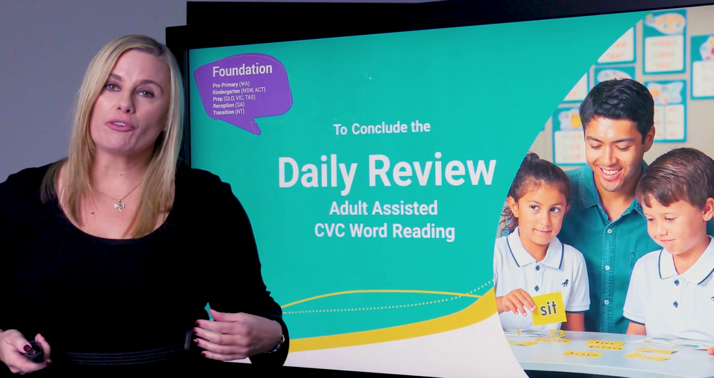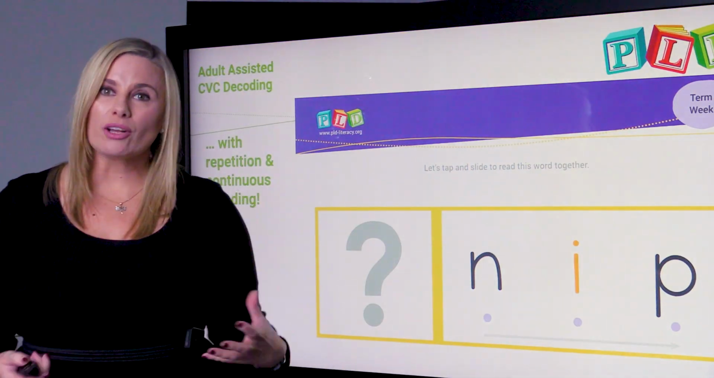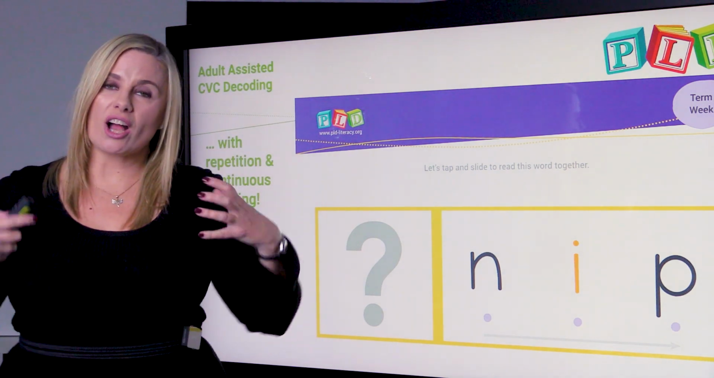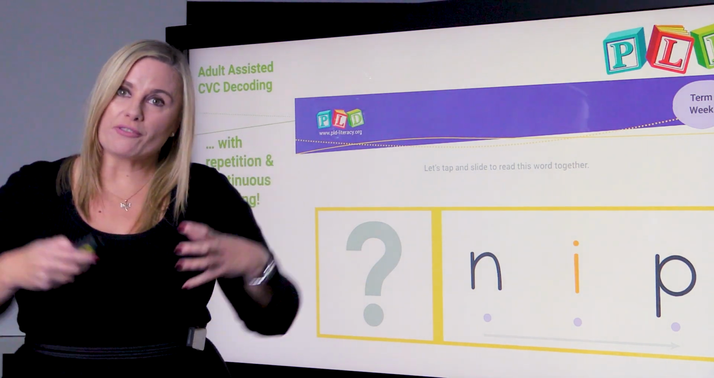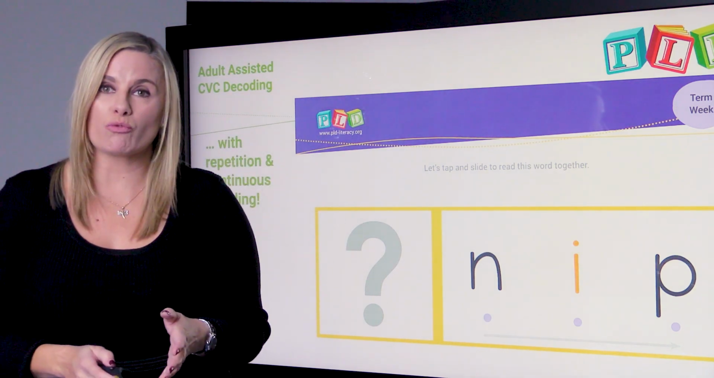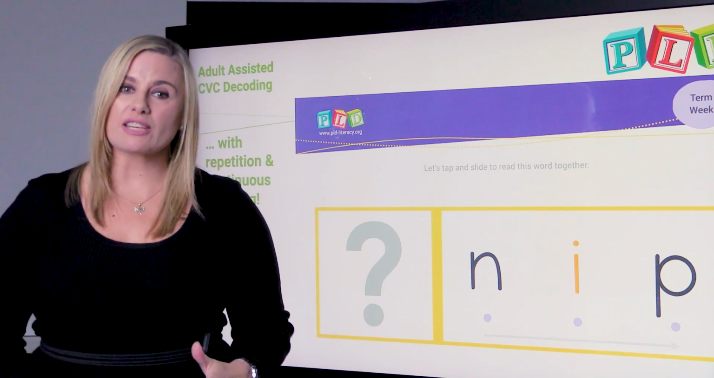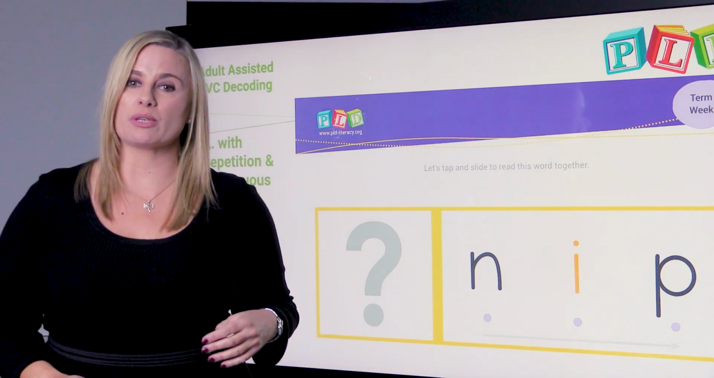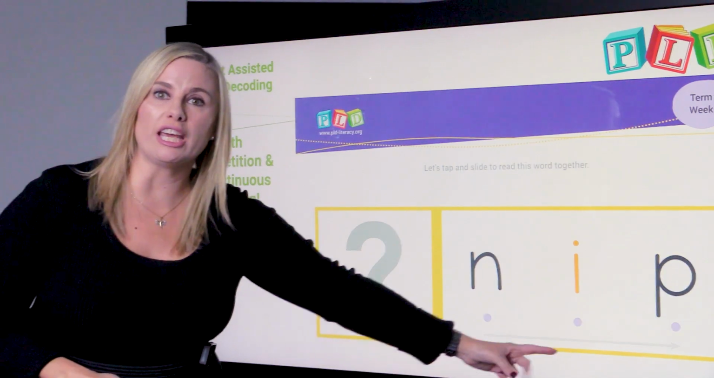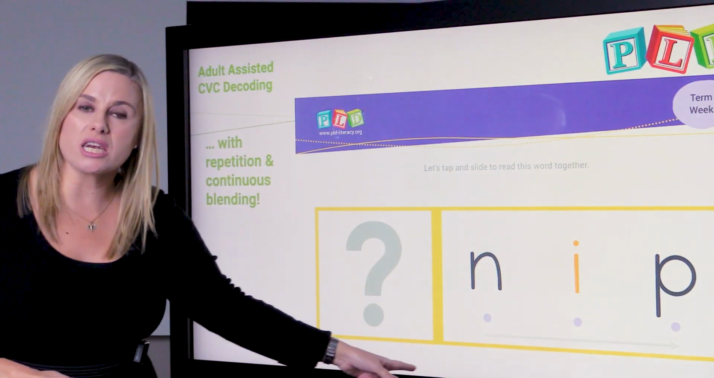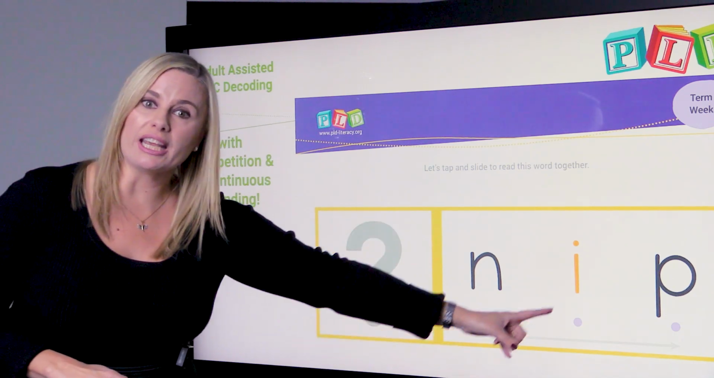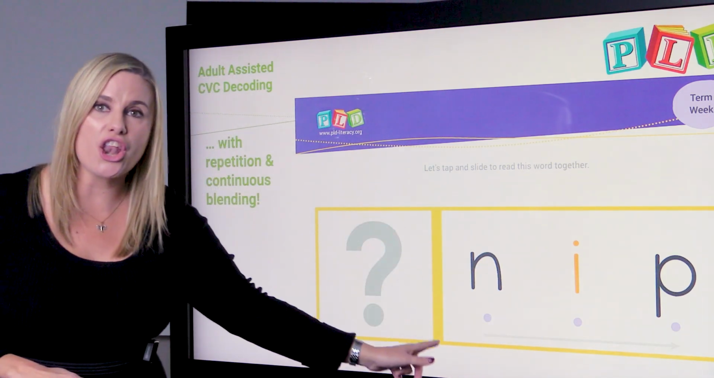To conclude the daily review, we work with some adult-assisted CBC decoding tasks. So this is a chance to apply the 3-phoneme blend, pushing those sounds together with CBC reading words. So lots and lots of repetition and lots of continuous blending. Here we go, everyone. We have nip, nip. Everyone, nip.